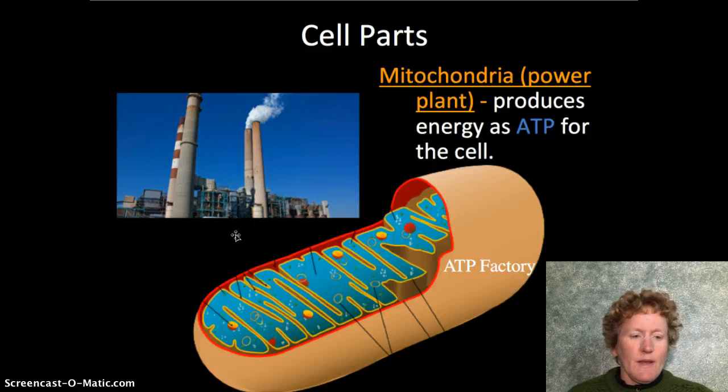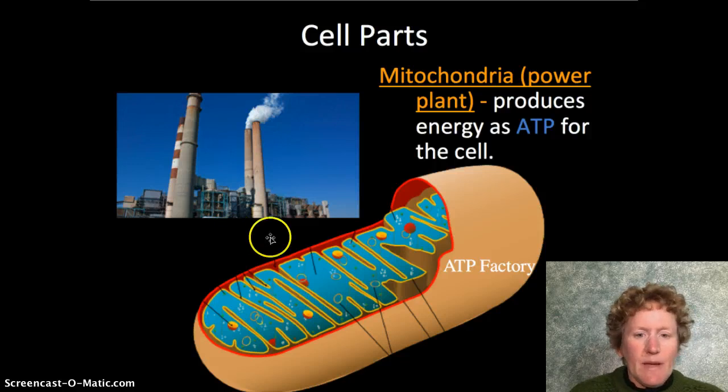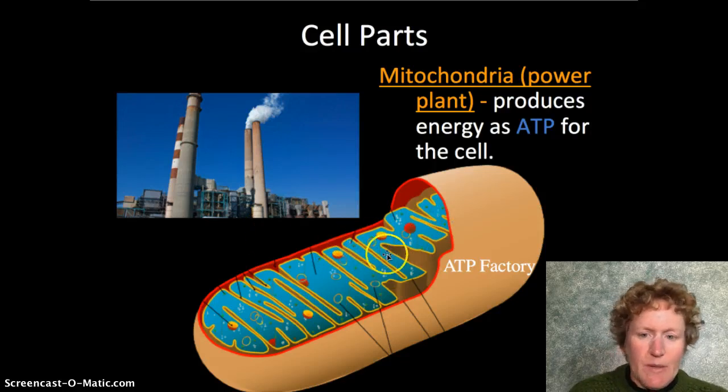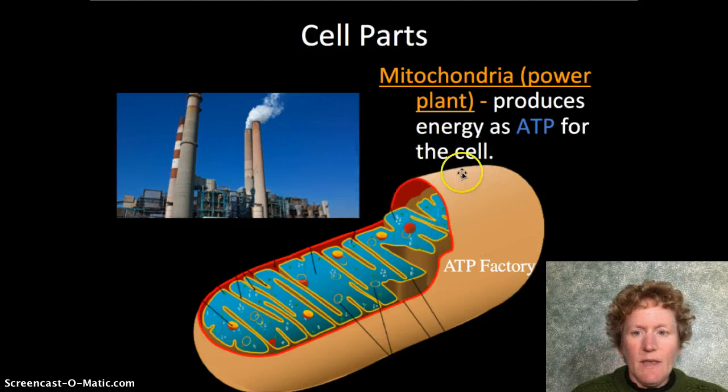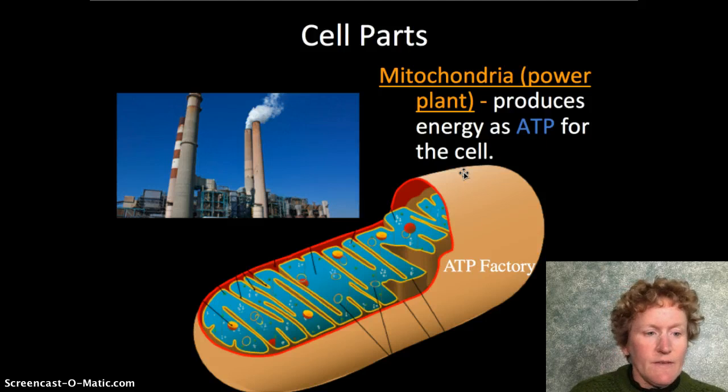Another important organelle or cell part is called the mitochondria. Here's a picture of a mitochondria, and although some ATP is made in the cytoplasm, most of it is made in the mitochondria. Mitochondria are kind of the power plant of the cell here. It produces ATP for the cell, and we all know that ATP stays in the cell and makes things happen in the cell. If you want to get work done in the cell, you need a lot of ATP.